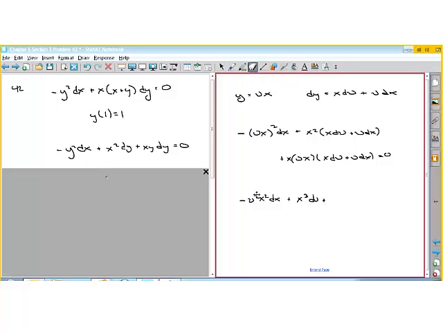I don't know why I'm doing it differently. Well, no, that's right. Okay, then, so we get x cubed dν. Then we get ν x squared dx. From the second, x squared times ν dx is ν x squared dx. Then we have these terms.